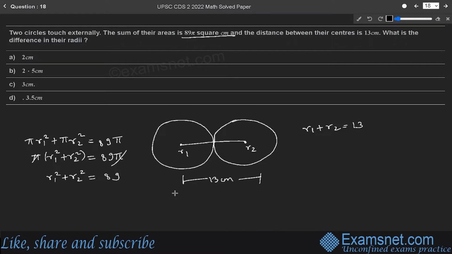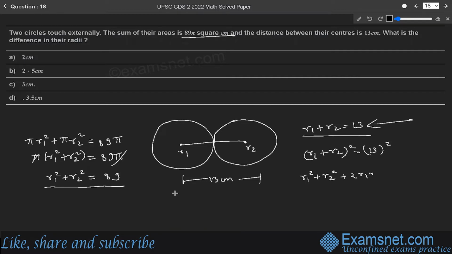Now we have got the value for r1 square plus r2 square. You can see that we already have an equation which is r1 plus r2 is equal to 13. But this equation is not in the form of a square. So let us square this equation also. So it will be r1 plus r2 whole square is equal to 13 square. So applying the formula for a plus b whole square, it will be r1 square plus r2 square plus 2r1 r2 is equal to 169.